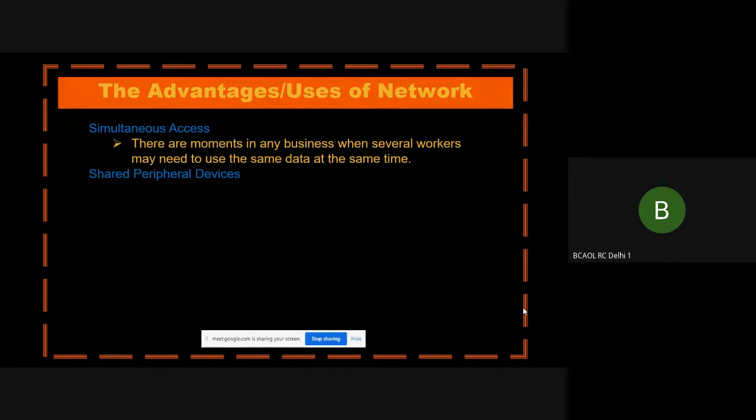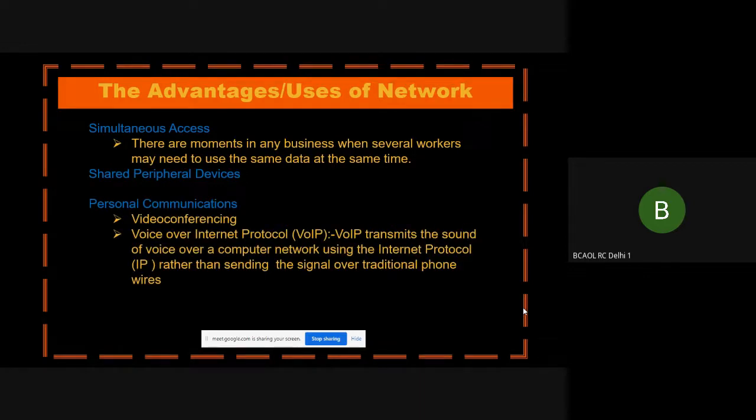So for that reason you can use simultaneous access. Then shared peripheral devices: if you want to share certain devices, you can use the network. Like in your organization you have one printer, and some of the employees have to give print. So they will share the printer in a network, and whoever wants to give the print can give the print on that shared printer.